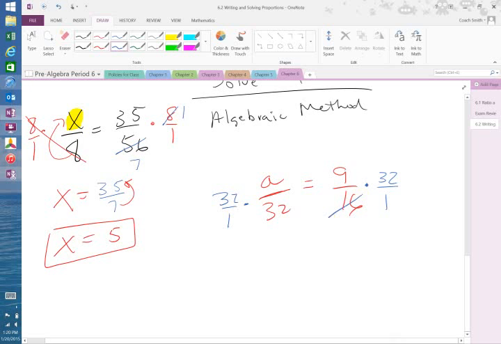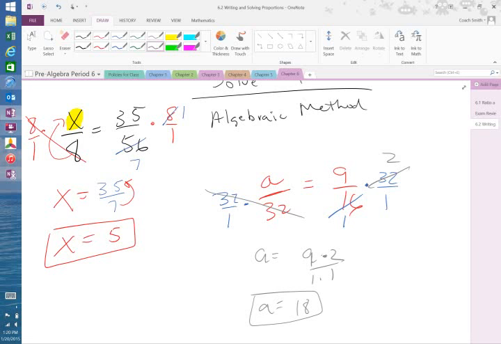16 into 16 goes one time. 16 into 32 goes two times. These 32s cancel over here on the left side, leaving me with A is equal to 9 times 2 on top, 1 times 1 on bottom. So A would be equal to what? 18. Okay, A is equal to 18. Haley? How do we know when to do algebra? Because the directions tell you to.